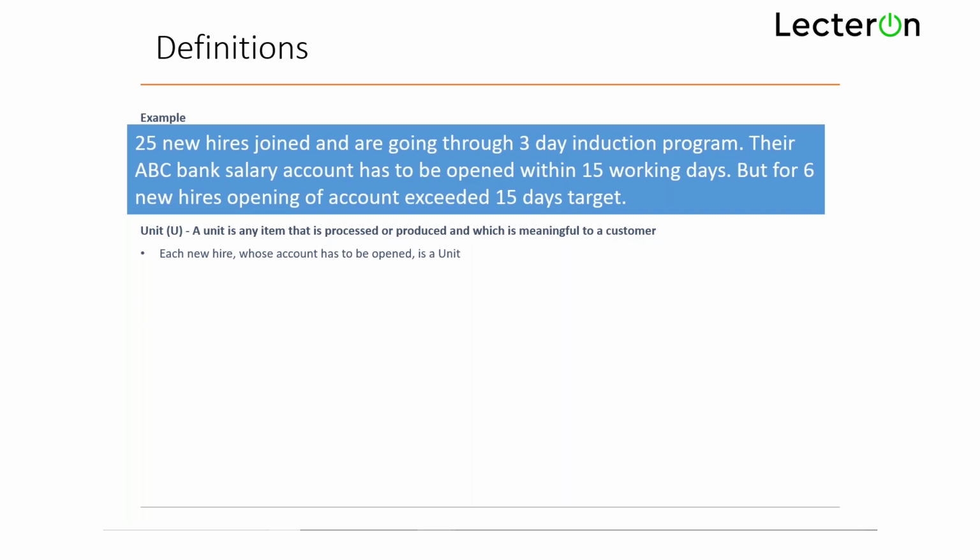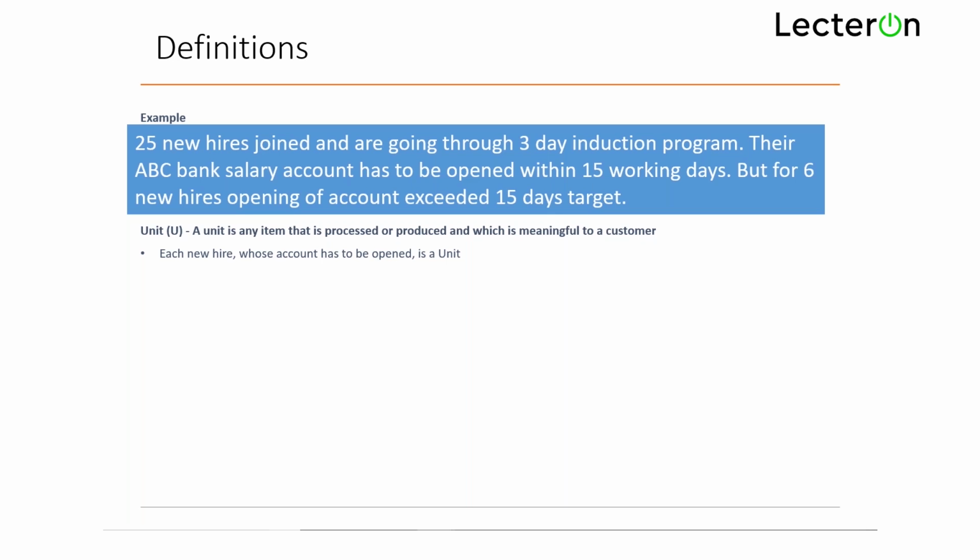How many opportunities for error would there be per unit? What is the defect? Whenever the opening of a bank account for any hire takes more than 15 days, exceeding the 15 days target, it is considered a defect. So how many opportunities per unit? Is it 15? No, 15 is the target. Is it 6? 6 are the new hires whose opening exceeded the 15 days target. So 6 is the number of defects.